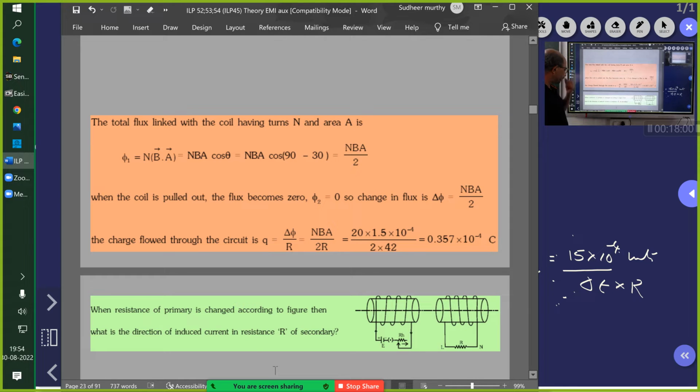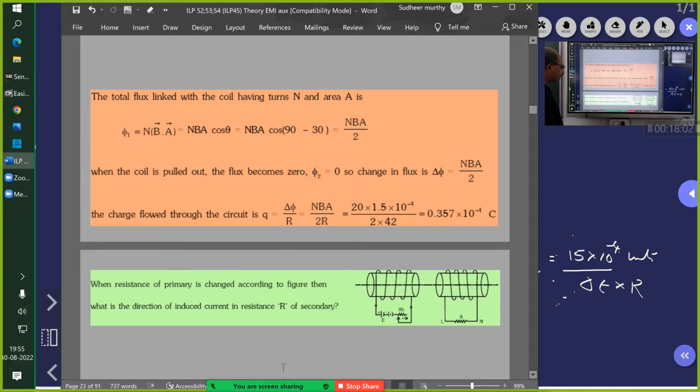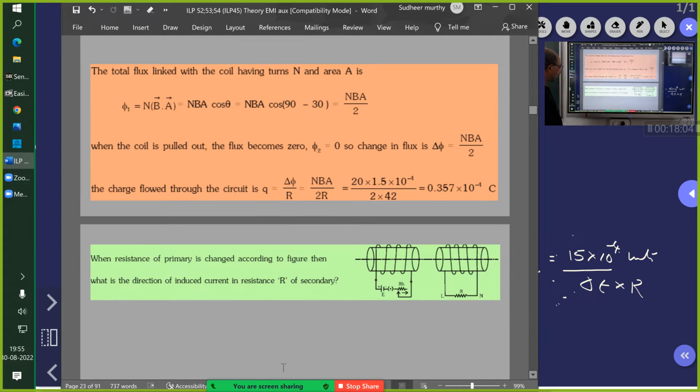Now, you can see the problem here, students. This is called the primary, meaning you are using an active source here. E is a battery that you are connecting here. This is the key and this is the rheostat. The moment you plug in the key, the current starts flowing here. That is why this is called primary. As soon as you close the key, the current starts flowing.